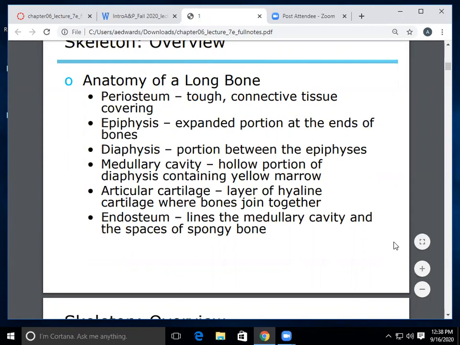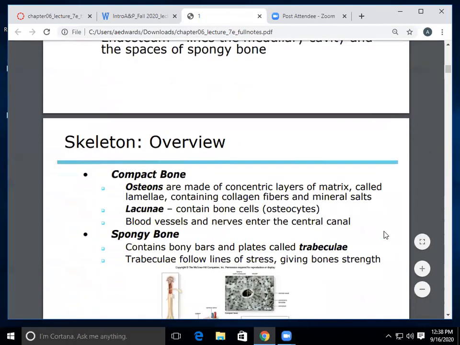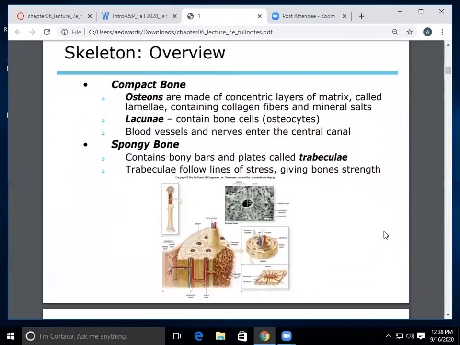And where you see the outer layer, call that compact bone. And we'll get into that later. Since we're drawing it, I want to go ahead and put that in there. Compact bone, spongy bone.